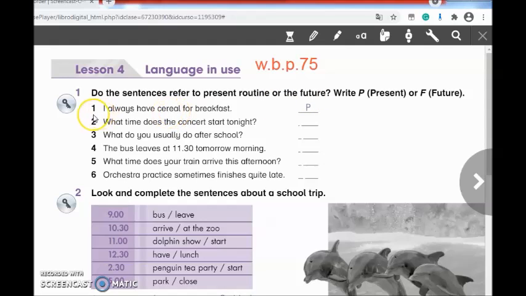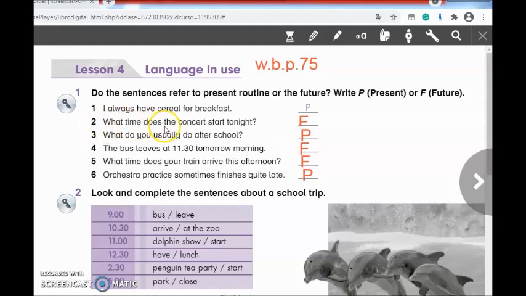For example, the first sentence, number 1. I always have cereal for breakfast. دائما أتناول للفطور حبوب الإفطار. So هذا روتين، هذا روتين يومي يقوم به. This is present. We will put here P. Now I will give you 2 minutes. Try to do the rest. Good job, girls. Now let's do it together.